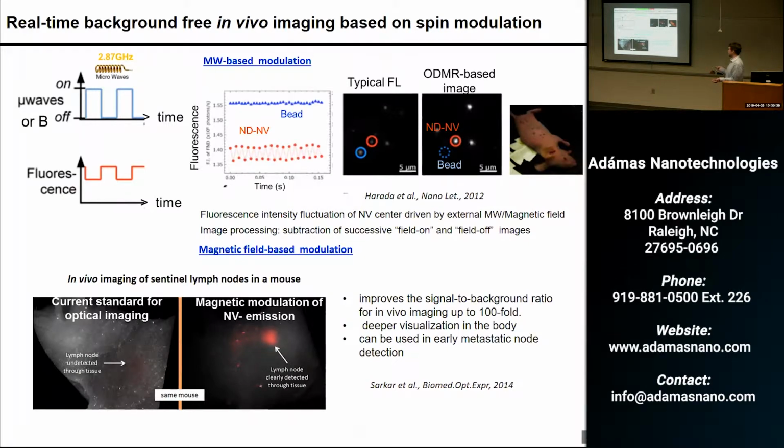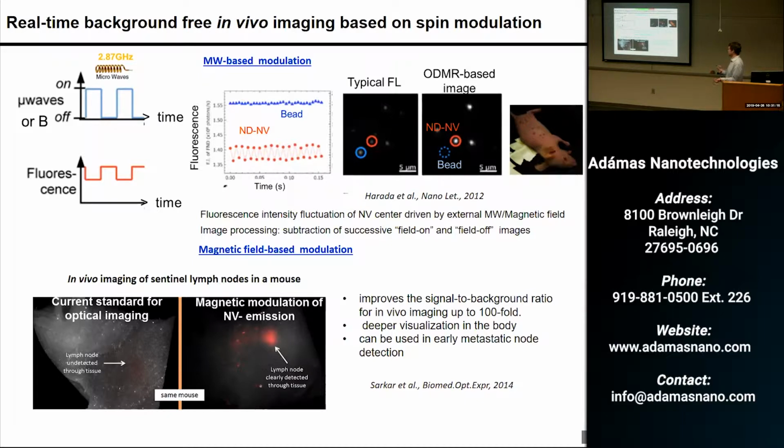Mentioning the utilization of the spin properties, I just wanted to show some seminal papers where this is somewhat demonstrated. This paper demonstrates that you can use microwaves to modulate the fluorescent signal of the NV center with time. In general, what this allows you to do is get background-free imaging. If you have tissue autofluorescence in the background, you can modulate the fluorescent signal of the diamond particles and get much higher confidence in what you're looking at, essentially.